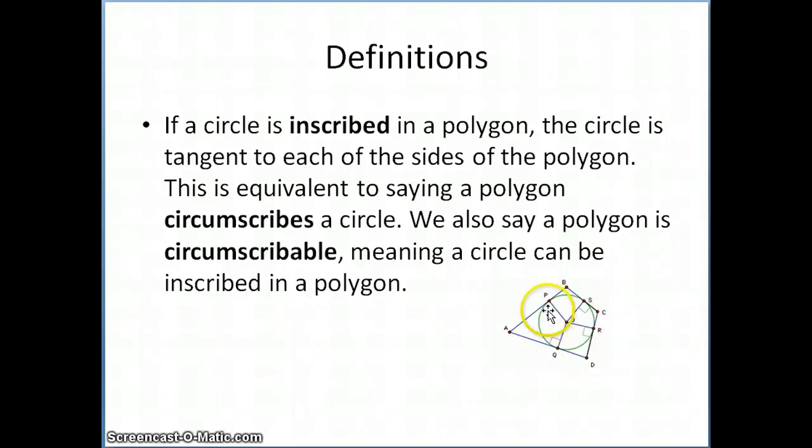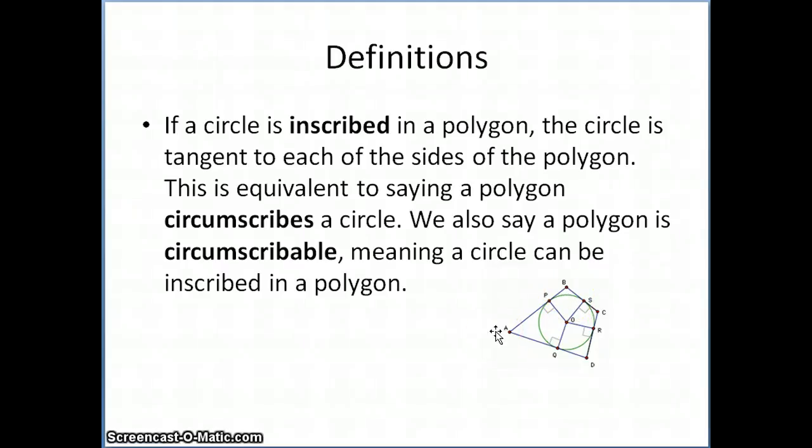If we look at each side of the quadrilateral, each side is tangent to the circle, or you can say the circle is tangent to all the sides of the polygon. That means if we look at the point where the circle is tangent to the side, and we join the center and this point, it's going to be perpendicular to the side.